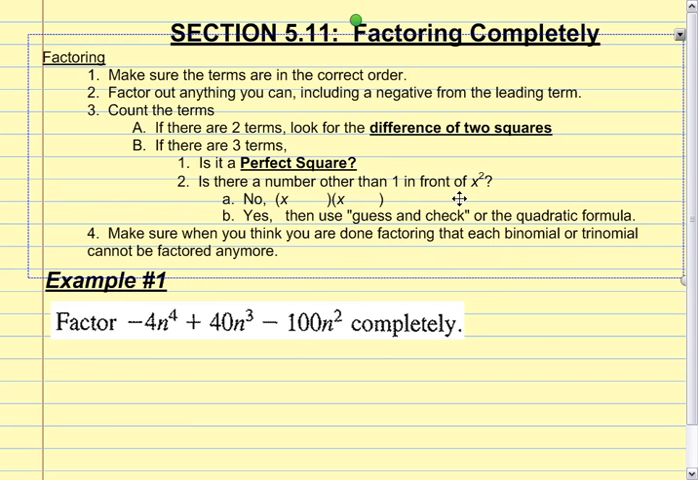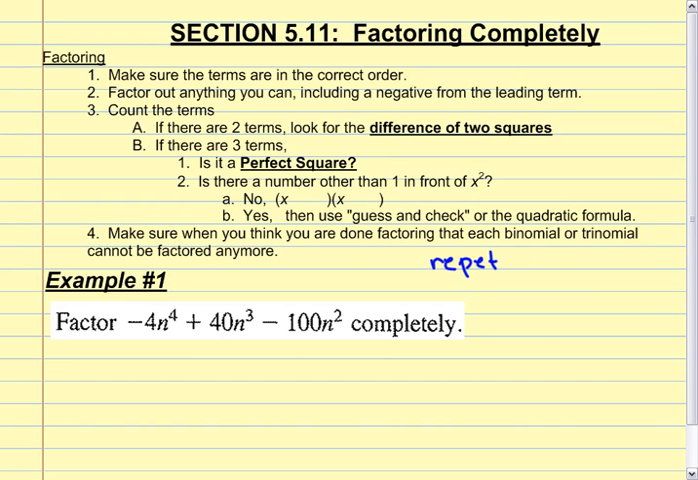Did I just say repertoire? Repertoire? My French students, is that right? Okay, check me out there. I don't know.